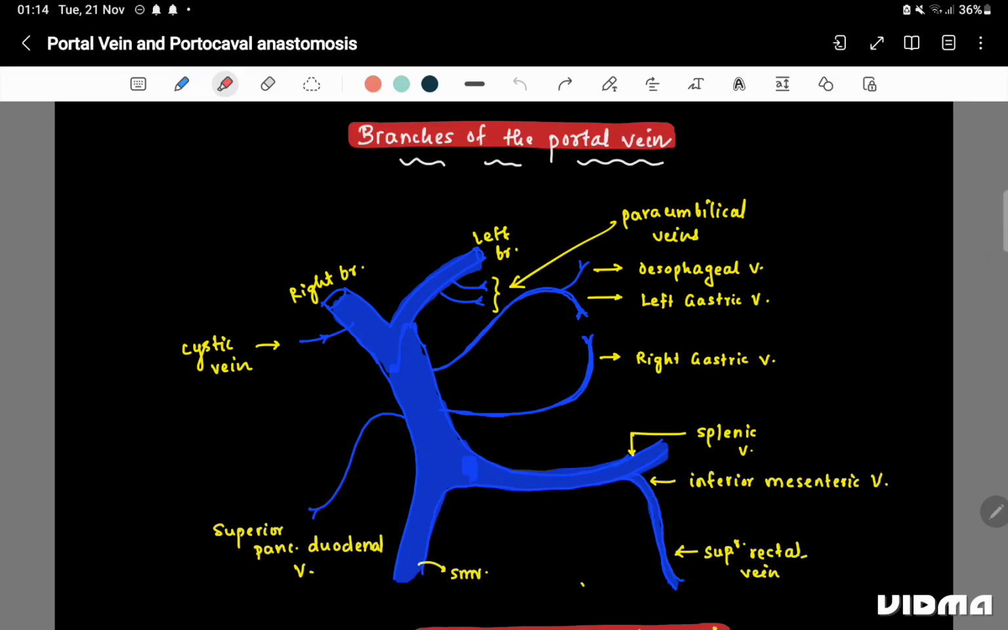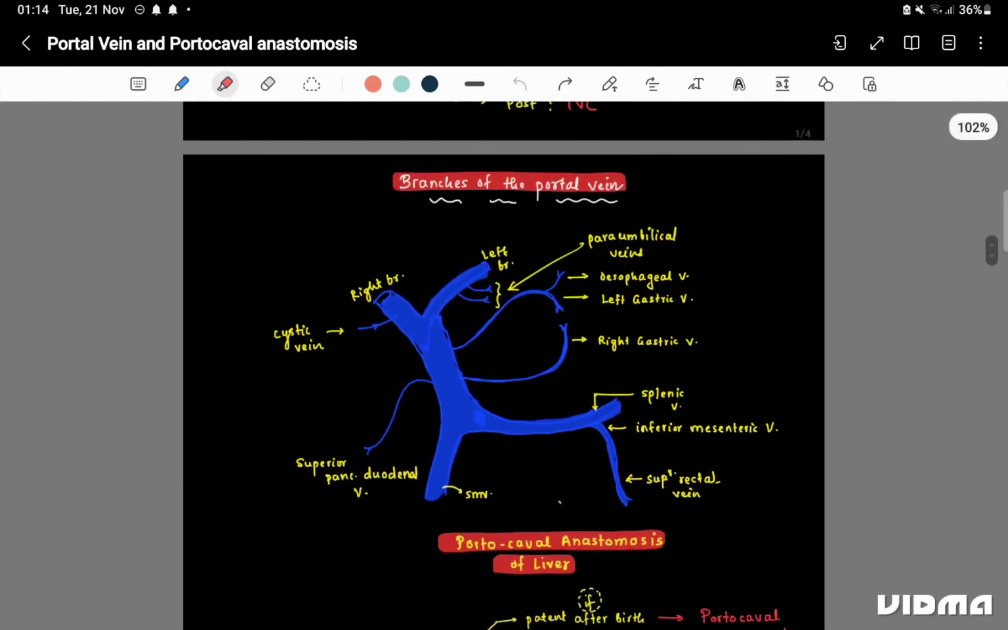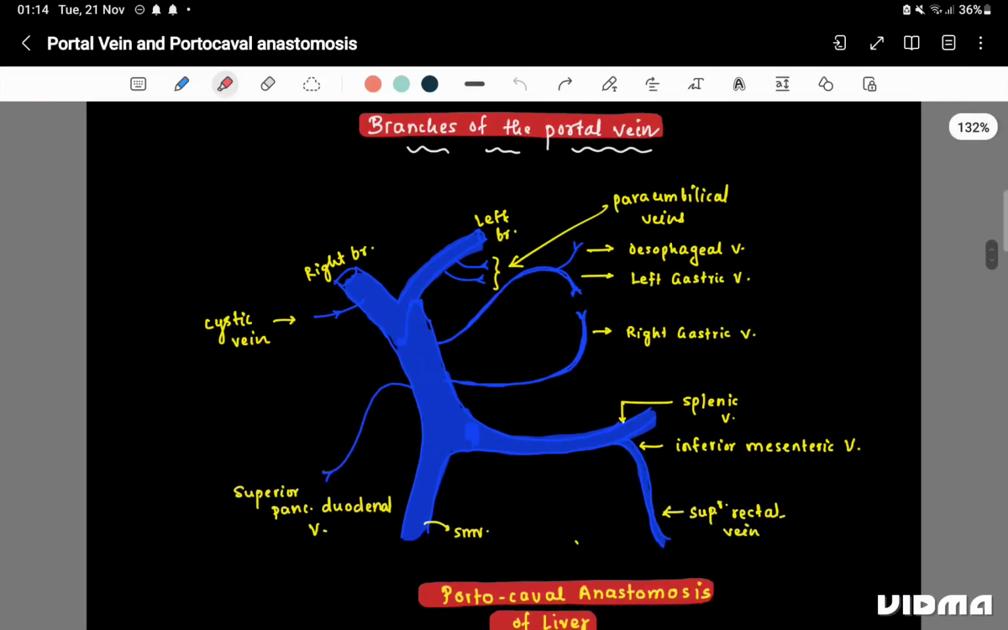So let's look at the branches, and let's talk about the branches. Talking about this, we have our superior mesenteric vein and the splenic vein. From the splenic, we have the inferior mesenteric vein here. Okay, inferior mesenteric vein. The superior rectal vein is also present and forming a splenic vein. The splenic vein and this superior mesenteric vein are forming a portal vein.